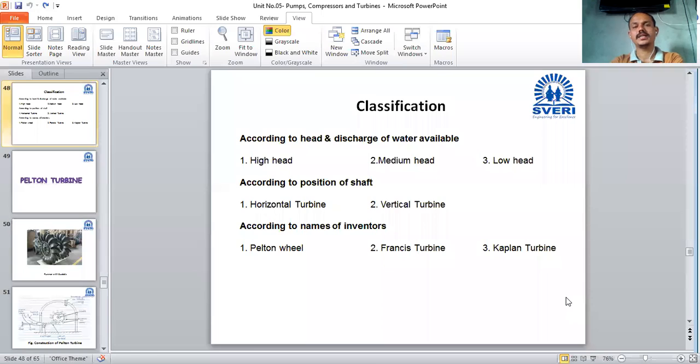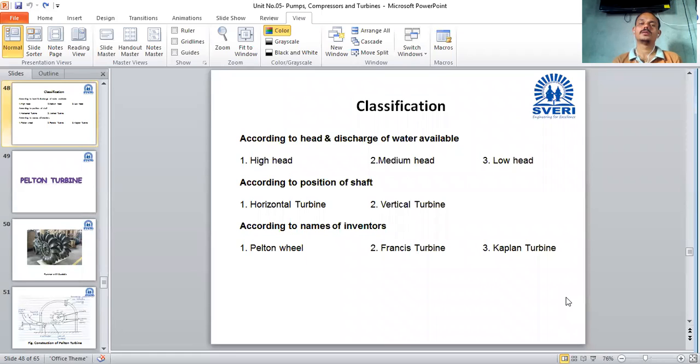Now this one is the classification according to head and discharge of water available. There are three types of turbines: the first works on high head, the second on medium head, and the third on low head. Head means the height of the water in the dam. Then according to position of shaft, the shaft is either horizontal or vertical. There is no inclined, it is either horizontal or vertical.